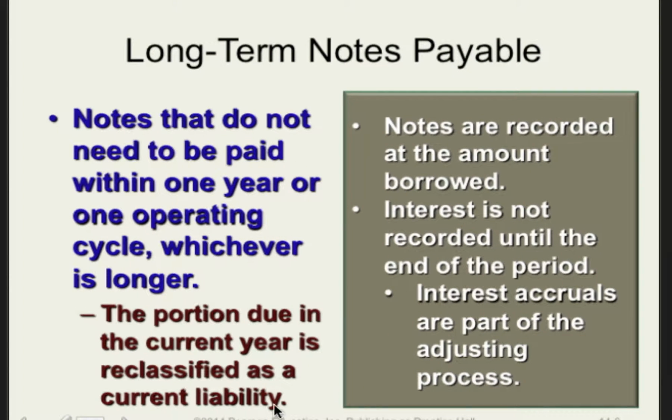Some notes payable are due during the current operating cycle. Such notes are classified as current liabilities. Notes that are due at any time after the current operating cycle, or 1 year, whichever is longer, are classified as long-term notes payable. In each year, the portion of any long-term notes payable that is due in the current year is taken out of long-term notes payable using a debit and reclassified as a current note payable using a credit. Initially, all notes payable are recorded at the amount borrowed.